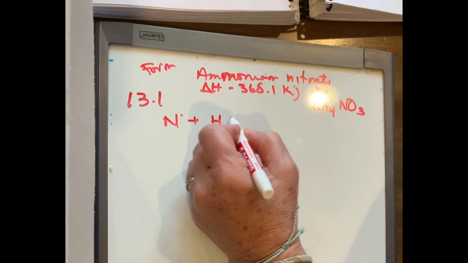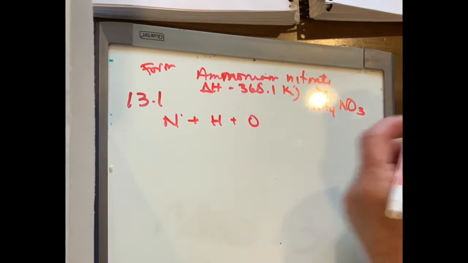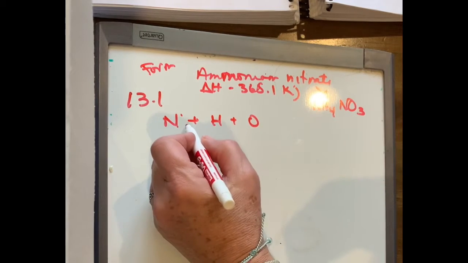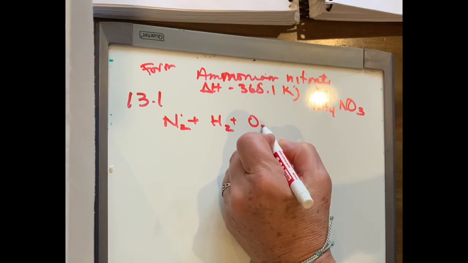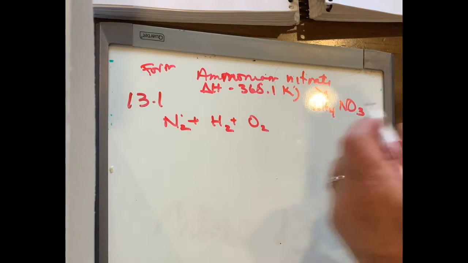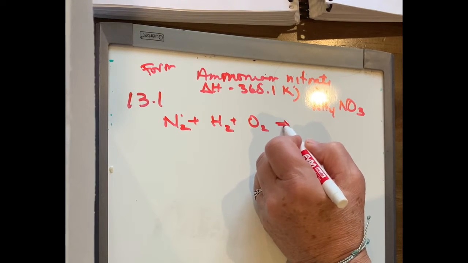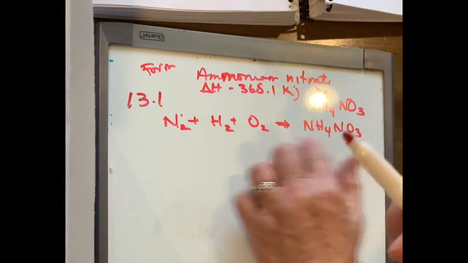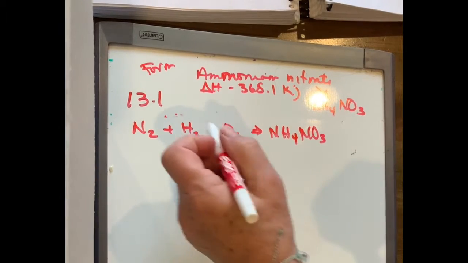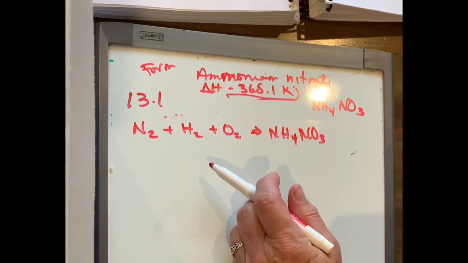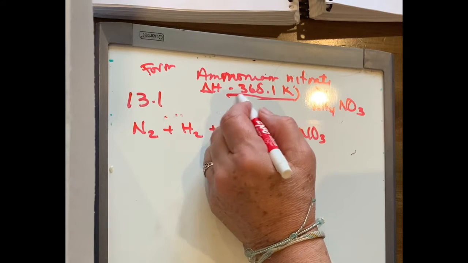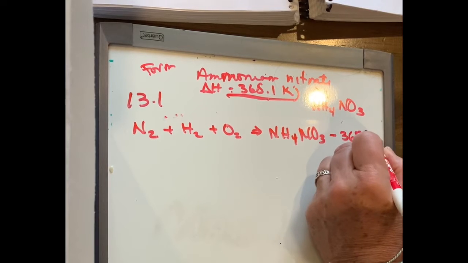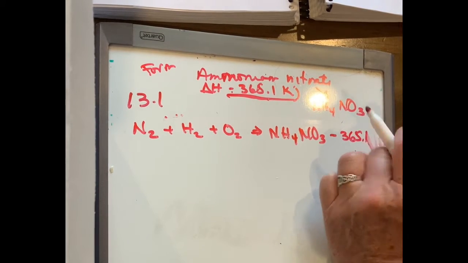plus H plus O. And we also know that all of these guys are homonuclear diatomic, so they've got to have their 2s. And we know that it's going to make NH4, NO3. We've got to balance all of this, right? Here's what I also know. It has a delta H. And according to our book, if it has a negative, it's exothermic. So I need to put 365.1 kJ on this side.